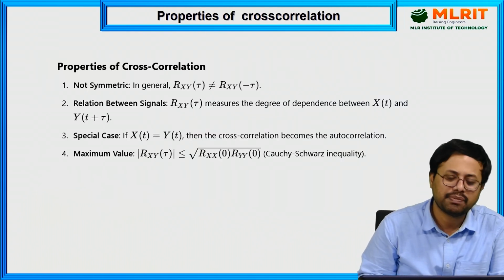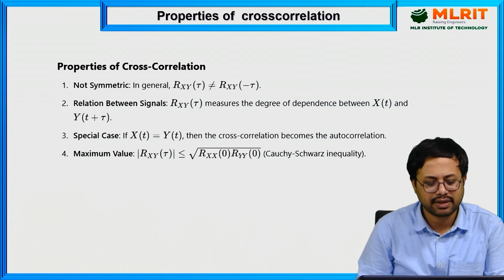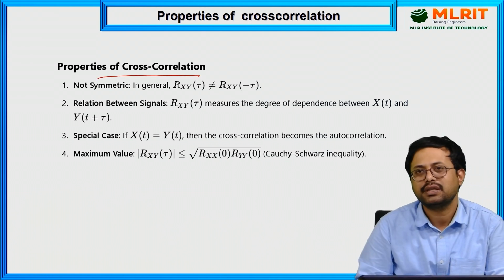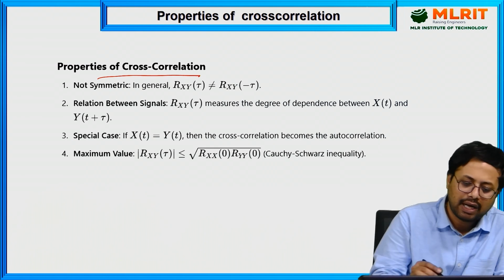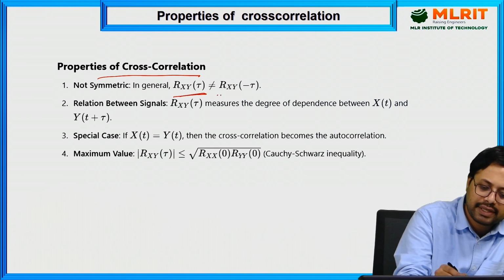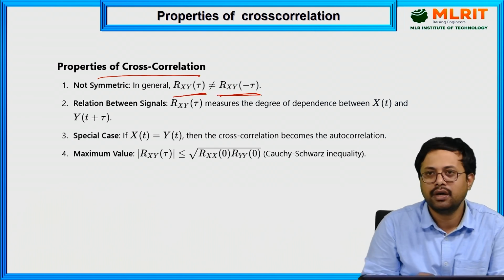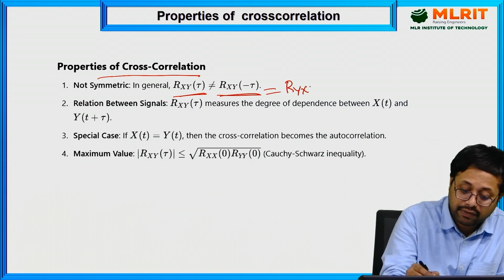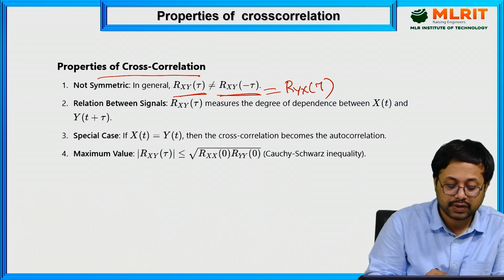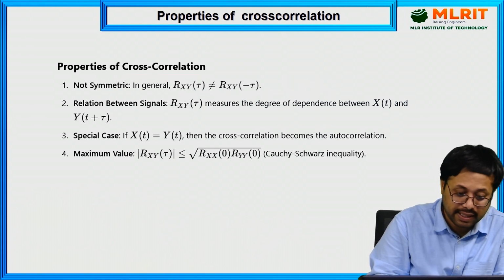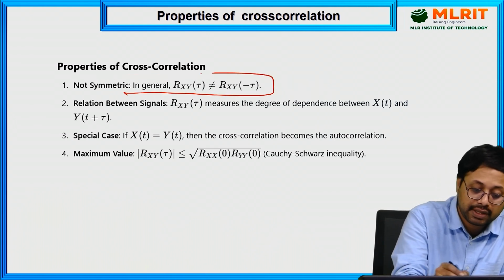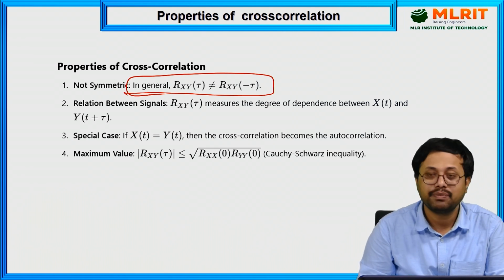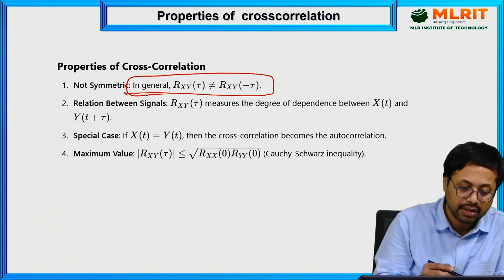Now we will discuss the properties of the cross-correlation function. The cross-correlation function will not satisfy the symmetry property. R xy of tau is not equal to R xy of minus tau; it is equal to R yx of tau. So it is not satisfying the symmetry property. The first property tells that it will not satisfy the symmetry property. Now next, if you want, you can check it.